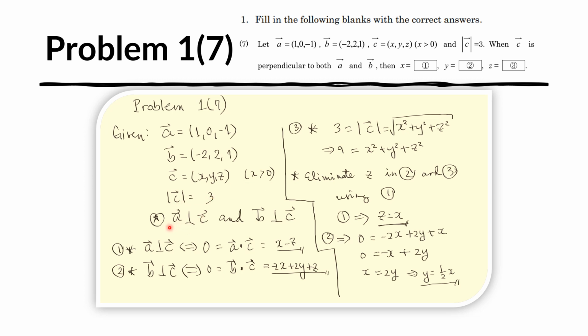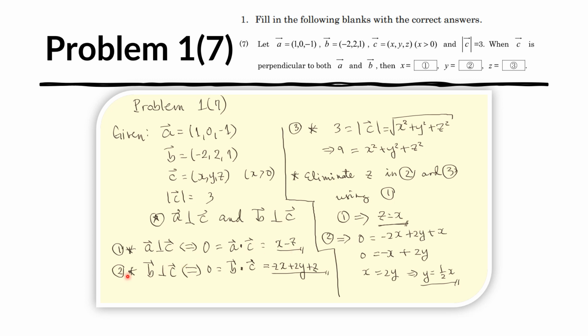Now the given also tells us that a is perpendicular to c and b is perpendicular to c. What this means is that if we take this, we get the following. A is perpendicular to c means that the dot product a dot c is 0. We also know how to express a dot product in terms of the components of a and c. That is just the product of each of the components summed together. So let's do that. The product of the first component is x times 1, we get x. The second component is y times 0, we get 0. And the third component is z times minus 1, we get minus z.